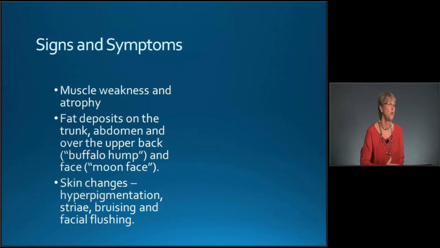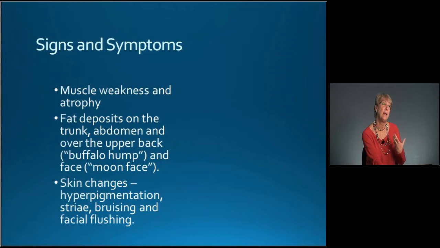Now, what do you see in this patient? What do you expect to find during that assessment? And not only that, once you've made your assessment and it correlates with the diagnosis, you're going to anticipate diagnostics that they may do on this patient, interventions, those types of things. So we're seeing that muscle weakness and atrophy in this patient. They're worn out. Fat deposits on the trunk, abdomen, over the back. They have that buffalo hump or that moon face.